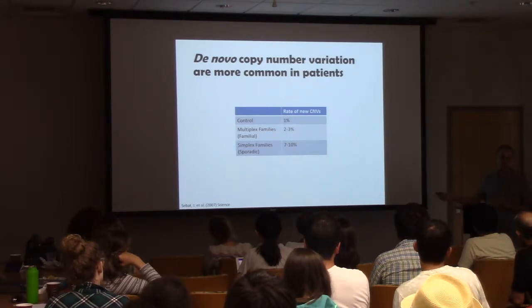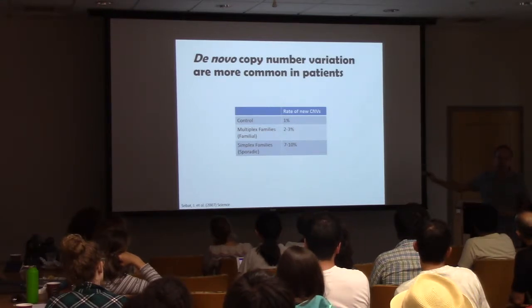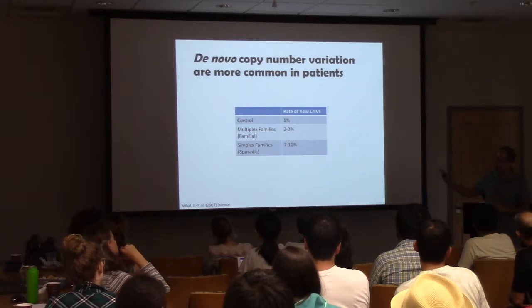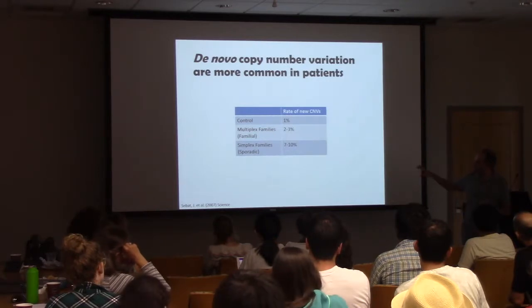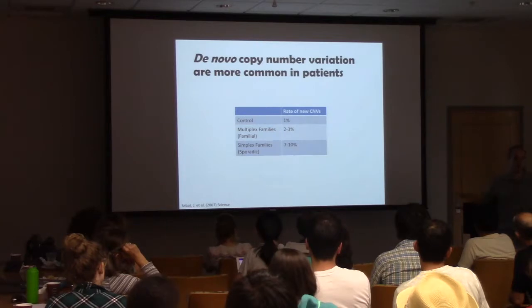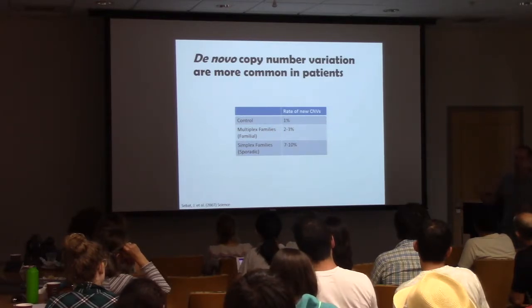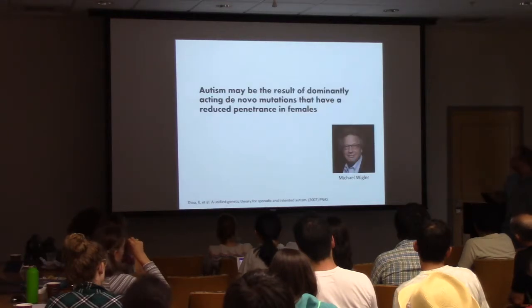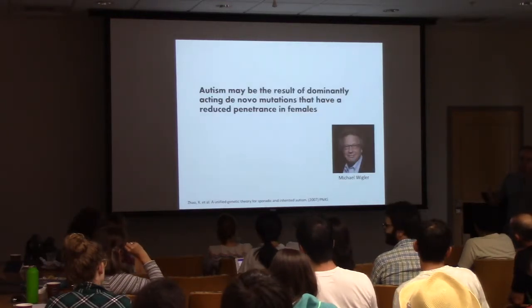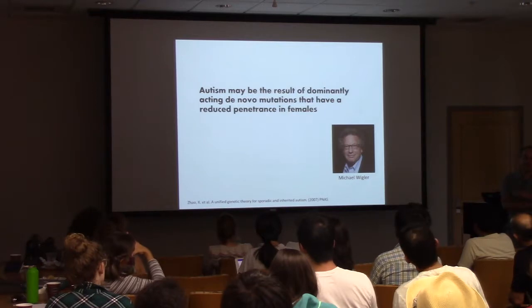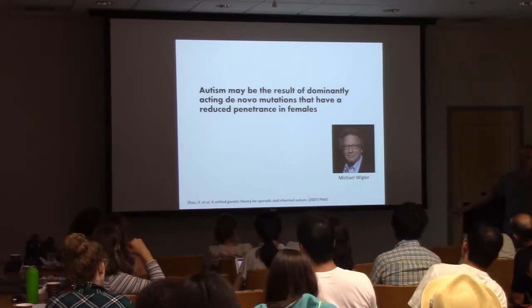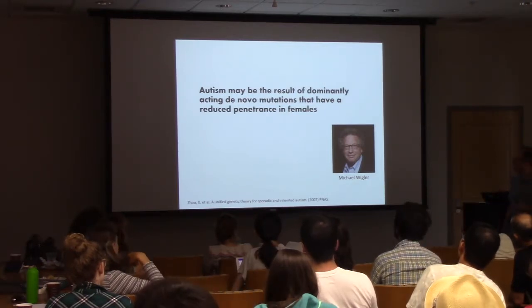So people were very happy with those results, but people from the Wigler lab were not happy enough to say that de novo copy number variation just contributes to simplex families. They actually designed a model, or claimed, that those de novo mutations could explain both simplex and multiplex families.